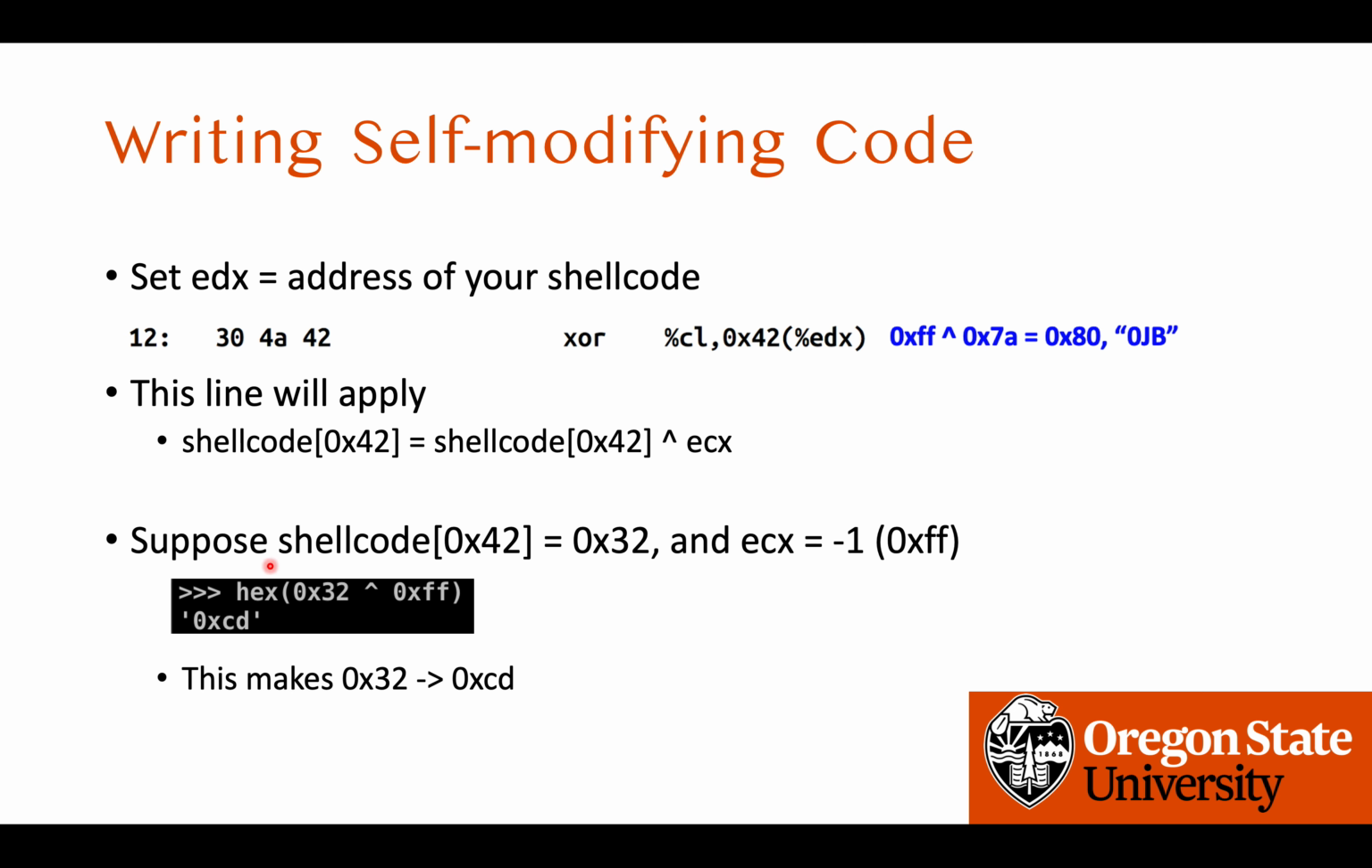Then suppose your shellcode at offset 0x42 stores the value 0x32, which is the number 2 as a character, which is alphanumeric. And suppose the register value of the ECX stores a -1, which is 0xFF as a 1 byte. Then if we apply this kind of XOR, the resulting value will be CD, which is the opcode for interrupt. So we can create 0xCD from the alphanumeric value by setting the EDX as the starting of your shellcode and using this instruction.